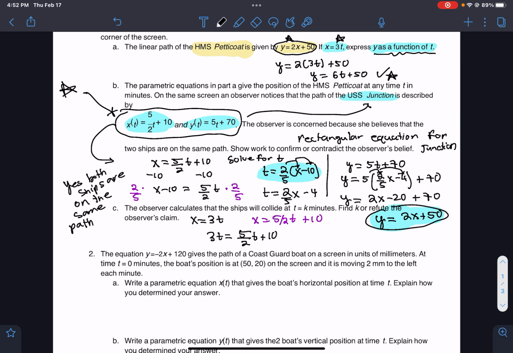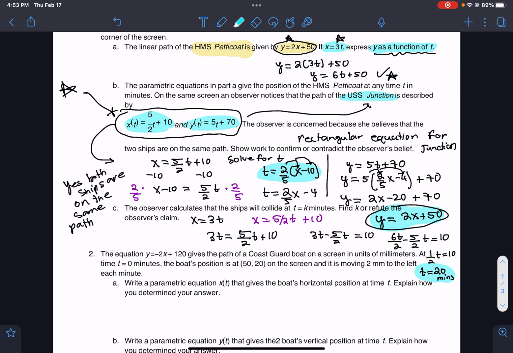So what I'm going to do here is subtract 5 over 2t on both sides. So I'm going to get 3t minus 5 over 2t equals 10. And if we think about it, 3t is the same thing as 6t over 2. And then you're going to get 1 over 2t equals 10. Then you multiply both sides by 2, and you get 20. So what this is saying is that both of these ships are going to run into each other in 20 minutes.